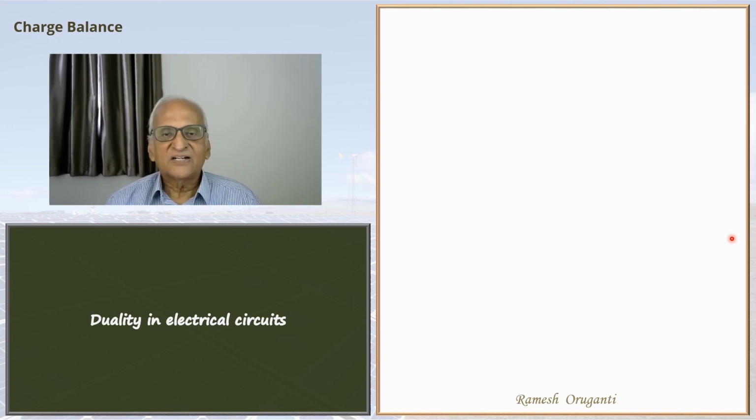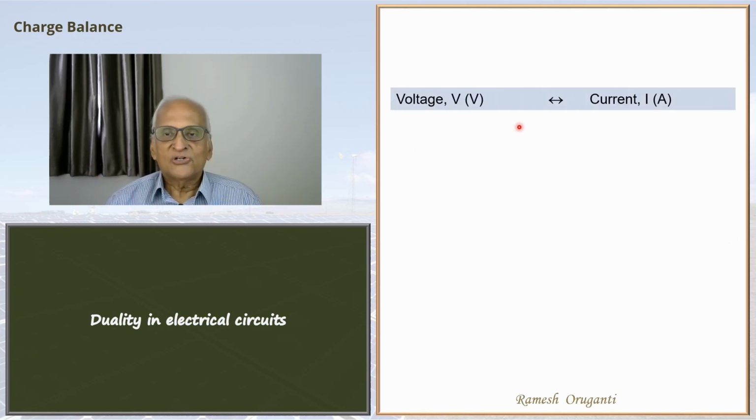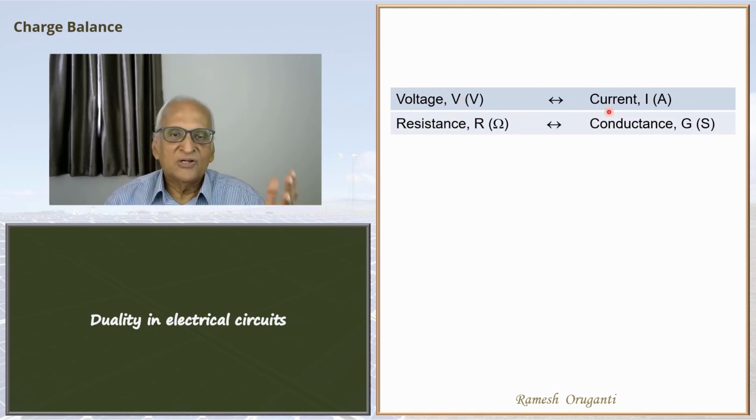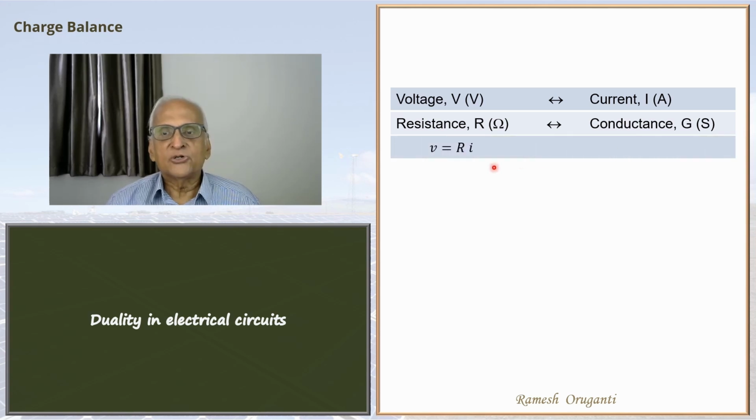Voltage and current are dual of each other. So voltage is a dual of current and current is a dual of voltage. Resistance and conductance are dual of each other. Conductance is of course 1 over resistance. Suppose we take the Ohm's law, V is equal to Ri. If we substitute V with I, R with G, and I with V, then we will get the equation I equal to GV. You can note that the form of this equation is exactly the same as this equation.